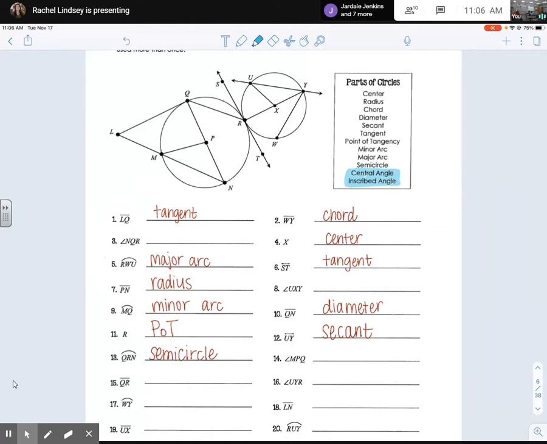Okay, skipping 14 because it's an angle. QR, what's that? Nope. Chord. Skipping 16 because it's an angle. Then we have YW, which is an arc. So that is a minor arc. We know because it only has 2 letters.